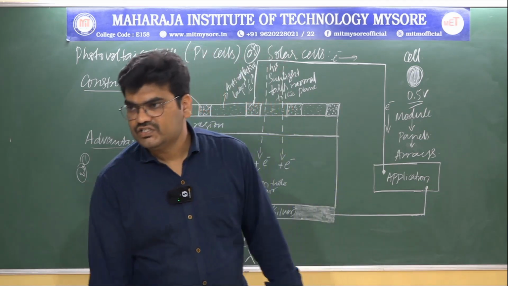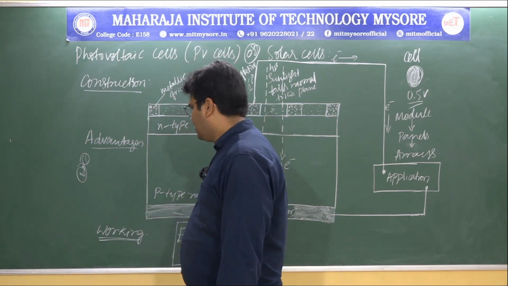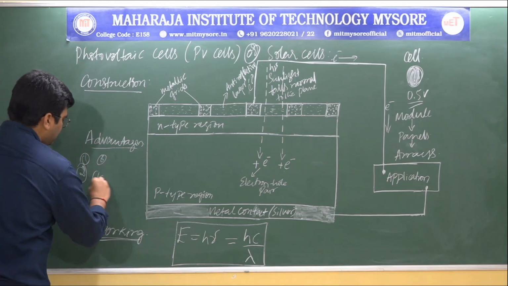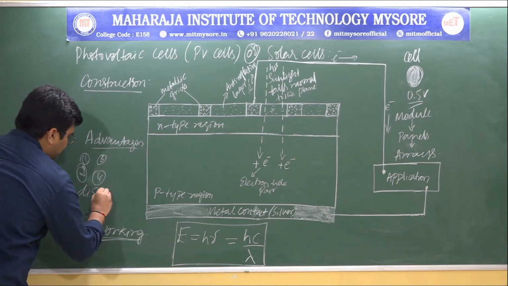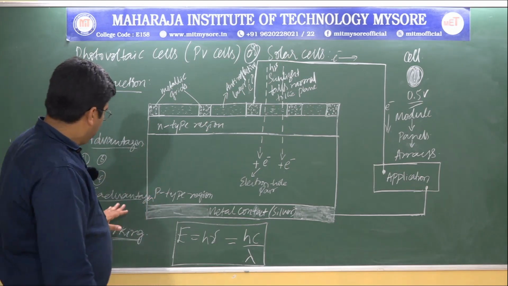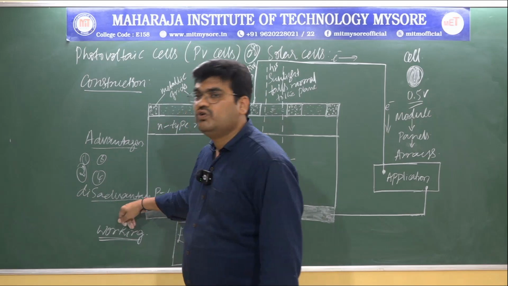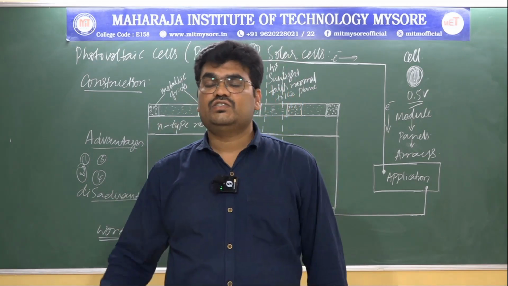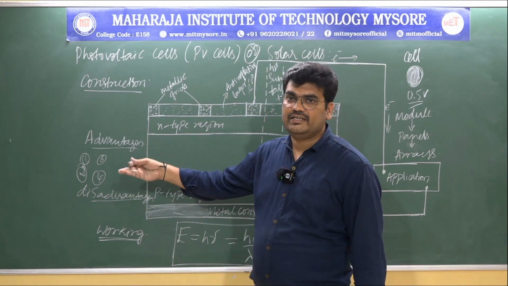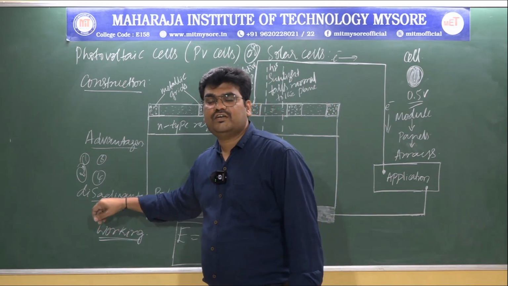Coming to the disadvantages, you can list out 3, 4, 5. The first and primary disadvantage is it works only in the presence of sunlight. That is, during daytime only it is able to convert solar energy into electrical energy, because during night time there will be no solar radiation. So remember, it works only in the presence of sunlight.